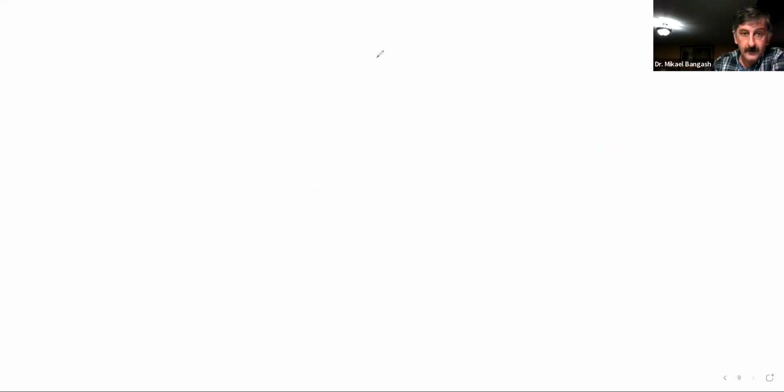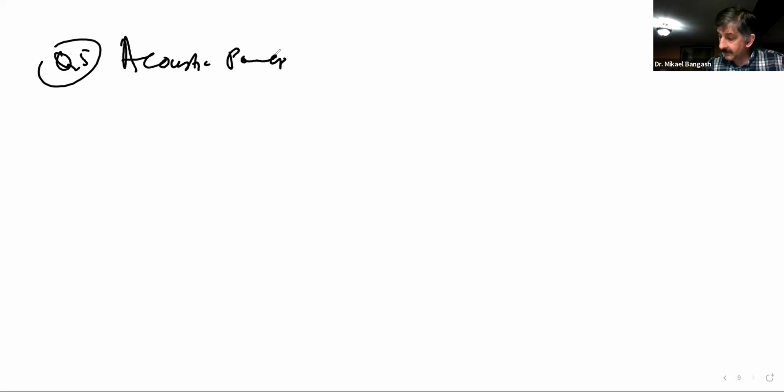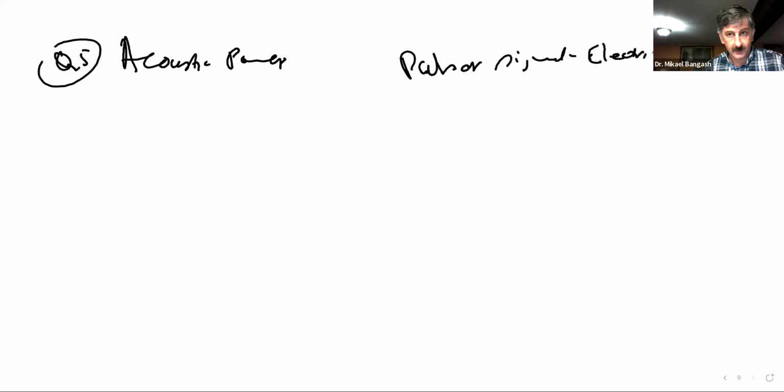Next question, number 5. Okay, let's get to some real stuff. The acoustic power of an ultrasound beam emitted from a transducer is determined by the dash of the pulsar signals. Now here the answer is within the question itself. The pulsar signal that's going to determine the acoustic power is going to be the electrical energy.